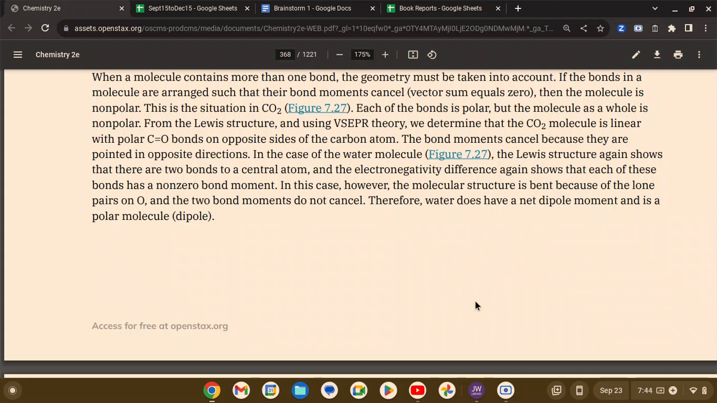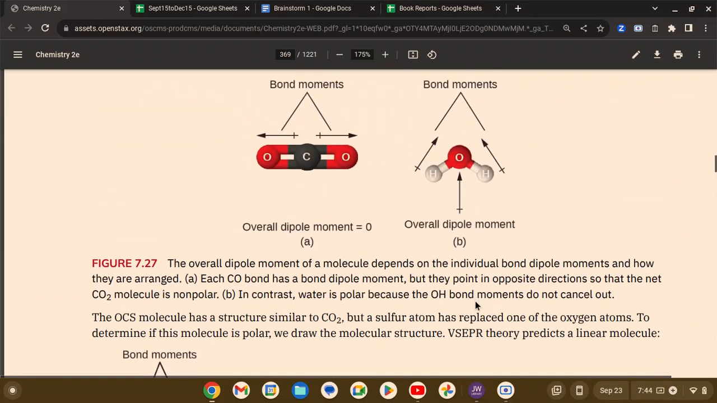In the case of the water molecule, the Lewis structure again shows that there are two bonds to a central atom, and the electronegativity difference again shows that each of these bonds has a non-zero bond moment. In this case, however, the molecular structure is bent because of the lone pairs on O, and the two bond moments do not cancel. Therefore, water does have a net dipole moment and is a polar molecule.